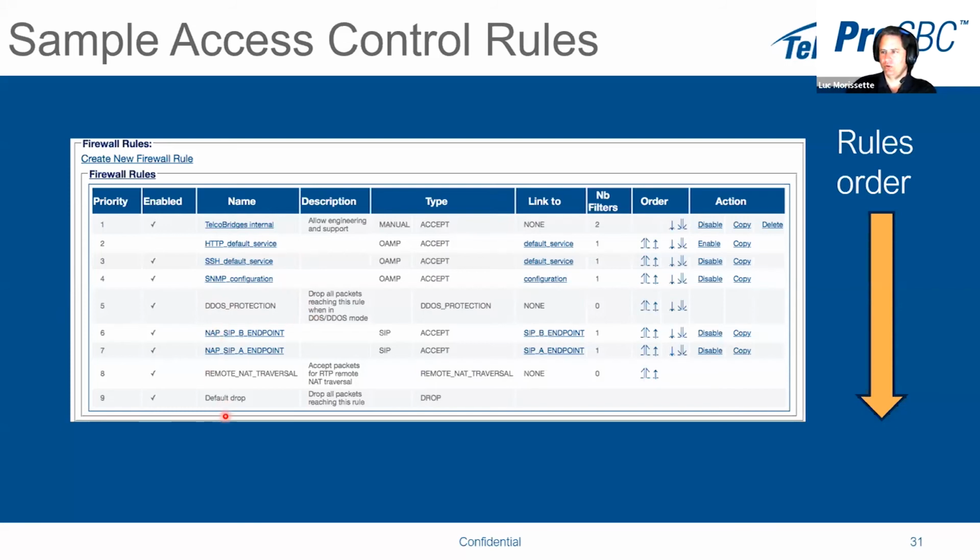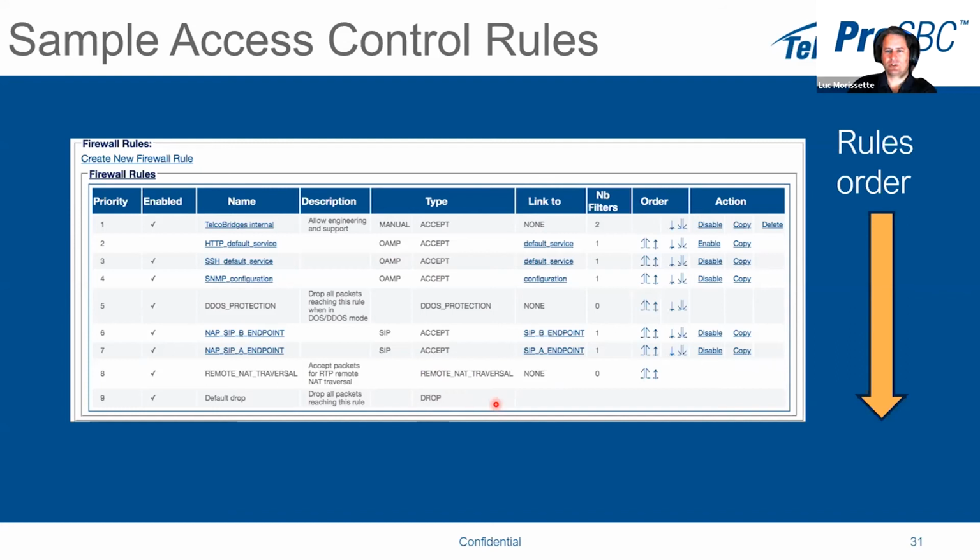All right. The rule order is like a firewall. So it goes through the first one. And the first one, if it's accepted somewhere, it will come in. If it's dropped, or if it doesn't reach any one of those rules, it will be dropped.